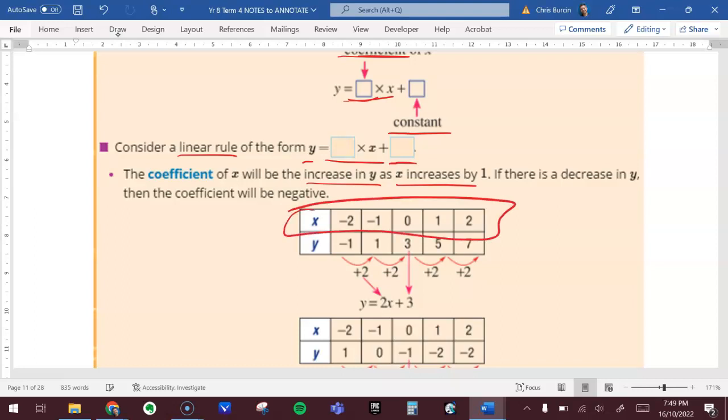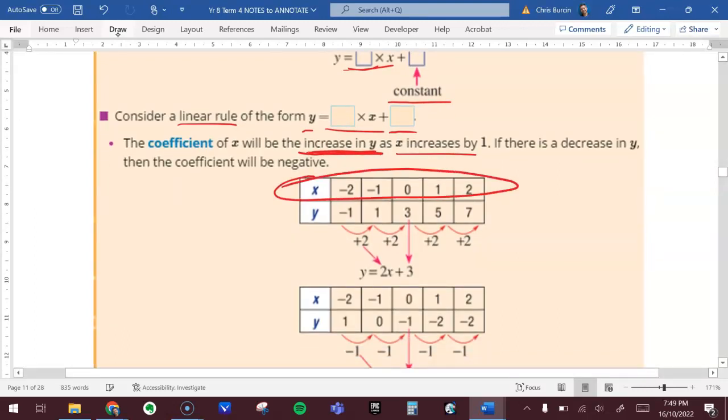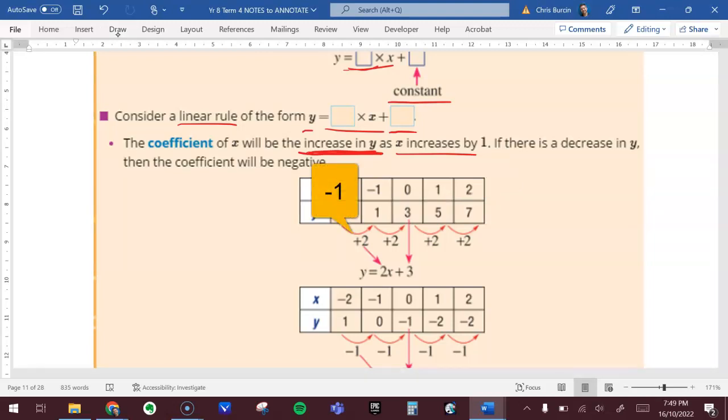Here you can see that x is going from -2, plus 1 gets to -1, plus 1 gets to 0. So as x increases by 1, we can work out the increase in y, and that's going to give us our coefficient. From -2, skip over 0 to 1, that's adding 2. From 1 to 3, that's adding 2. So each time they're adding 2, which gives us this linear relationship, then that means 2 is our coefficient of x.